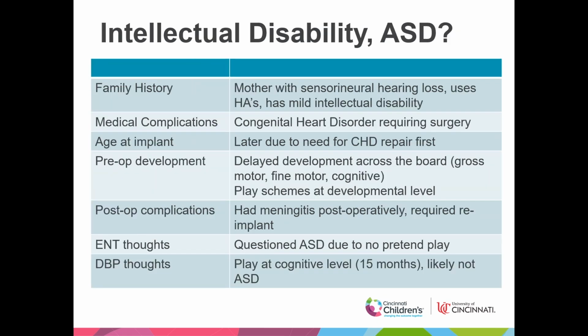One is a little guy who had an intellectual disability. Well, never mind, I don't know that he has one yet. So he came in. His mom has an intellectual disability, has hearing loss, and uses hearing aids. He had a congenital heart repair, and so that put him a little later for his cochlear implant. I think he might have been closer to 2.5 or so. Pre-op, he definitely had delays, and I thought he was pretty consistent across gross motor, fine motor, cognitive, and play. So I just thought he had global developmental delay. He did have a post-operative meningitis and required reimplantation. Interestingly, the ENT thought he had autism, and I was like, oh no, I don't think so. I think he just has a slow learning trajectory. Well, it turns out, next slide please, the ENT was right and the developmental pediatrician was wrong, which is okay.